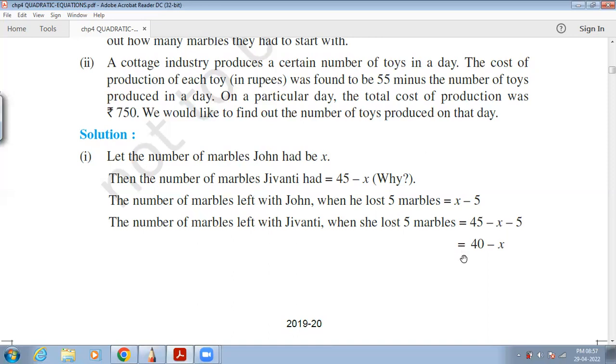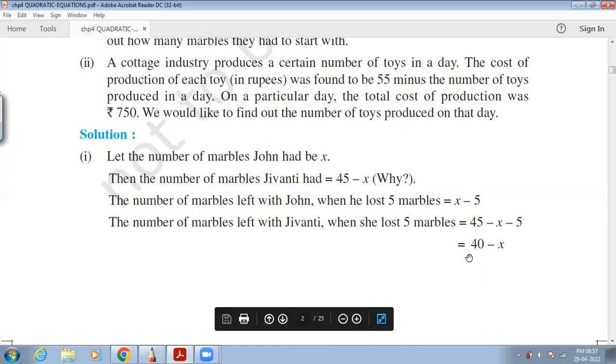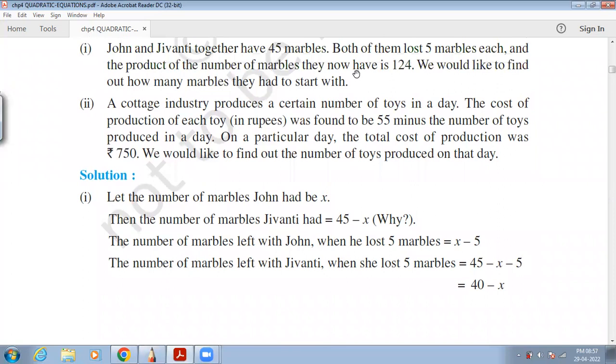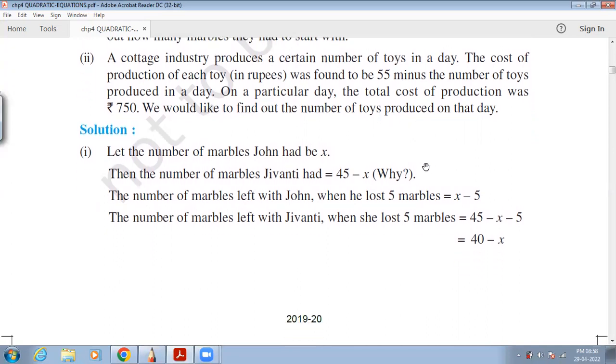Now what should be the next step? Take a pause, and then you should clearly understand. You should be able to find the equation in your head only. The question says that after losing 5 marbles, the product of the number of marbles that is left with them now will be 124. So take a piece of paper quickly and write the quadratic equation. You don't have to write it in the standard form. Just write the equation as it is. How will it look?